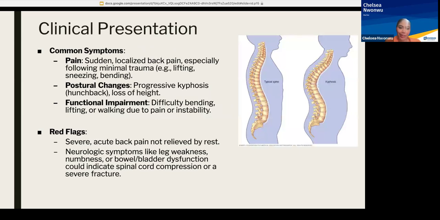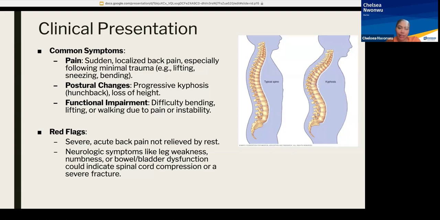So for clinical presentations, they would often start with acute localized back pain following minimal trauma. This pain is typically sharp, exaggerated by movement or weight bearing. Over time, patients may develop postural changes such as kyphosis and functional impairments that interfere with daily activities like walking or bending. And it's important to recognize red flags such as neurological symptoms, including weakness and bladder dysfunction, because these signs can indicate spinal cord compression and require urgent intervention.